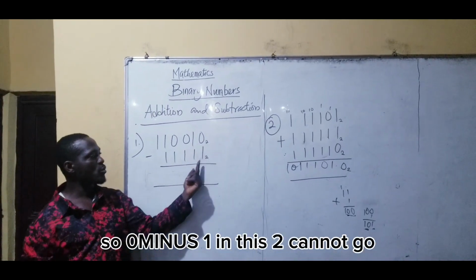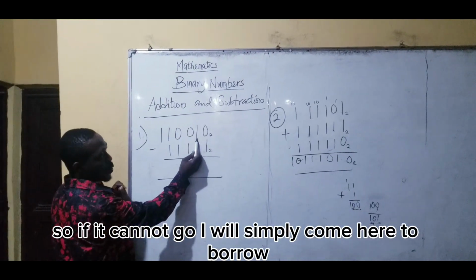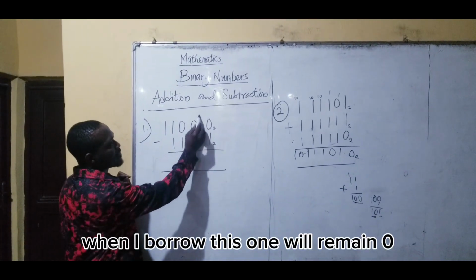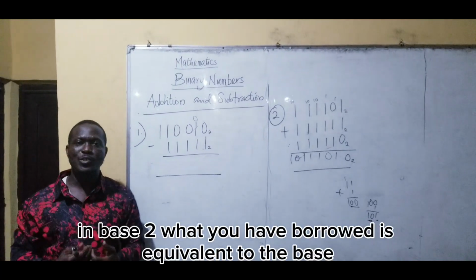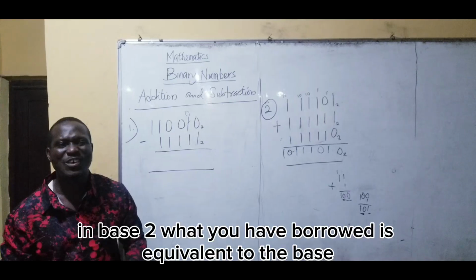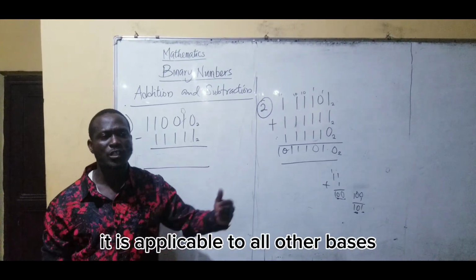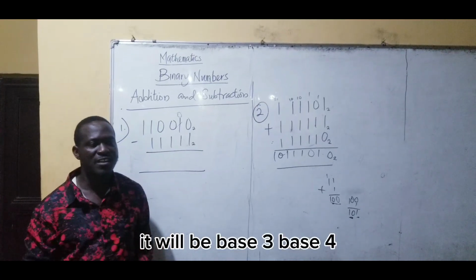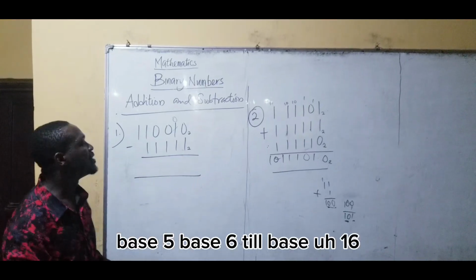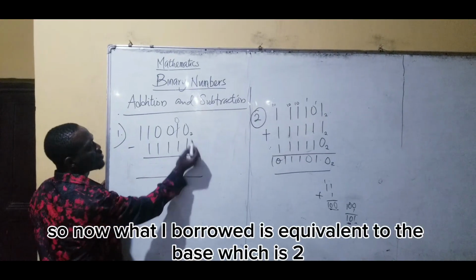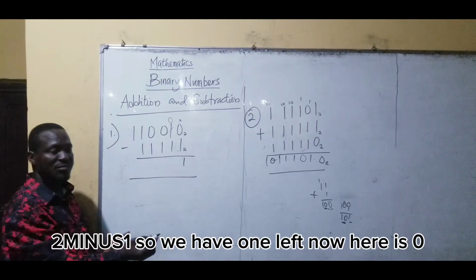So 0 minus 1 in this case cannot go. So if it cannot go, I will simply come here to borrow. When I borrow, this one will remain 0 now. What I borrowed, anytime you borrow any number in base 2, what you have borrowed is equivalent to the base. It must not be base 2 all the time. It is applicable to all other bases. It will be base 3, base 4, base 5, base 6, till base 16. So now, what I borrowed is equivalent to the base, which is 2. 2 minus 1, so we'll have 1 left.